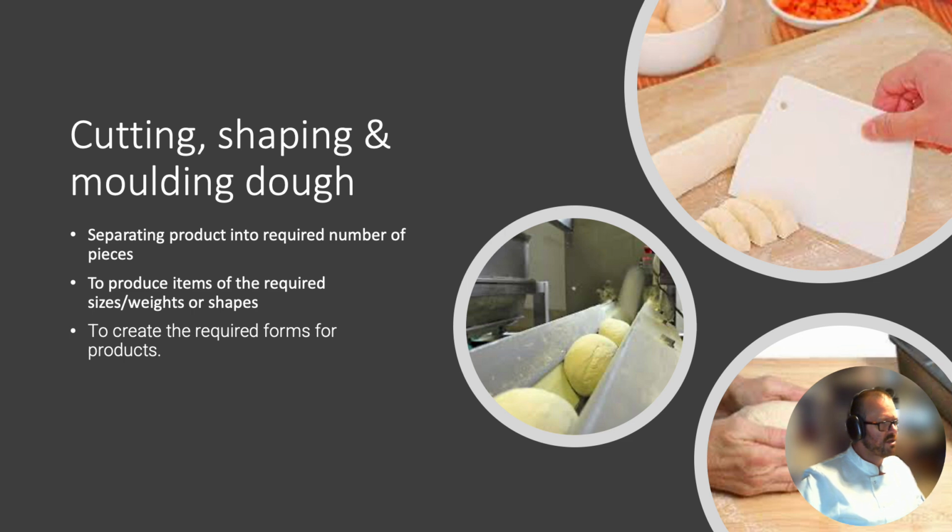Yeah, so cutting is separating the product, shaping is to produce items of the required size, weights, or shapes, and molding would be to create the required form. There's a pretty interesting technique behind the balling process, and essentially it's about stretching the outside of the dough to make a smooth outside.